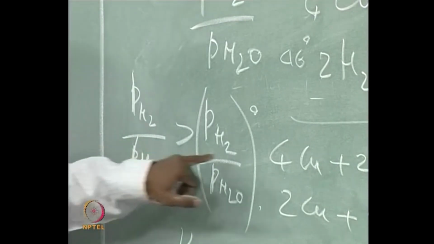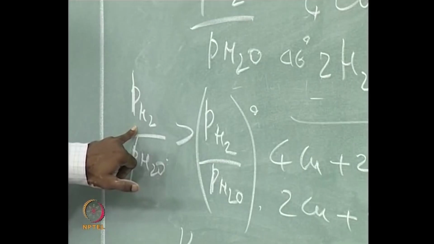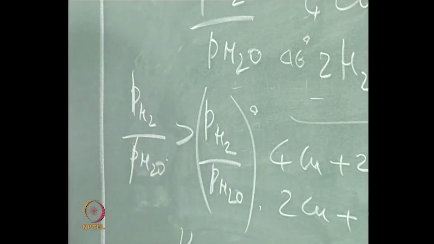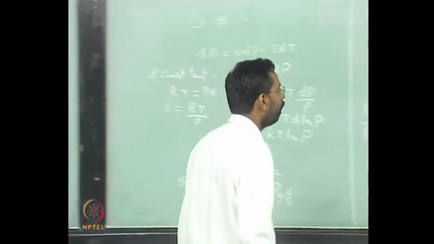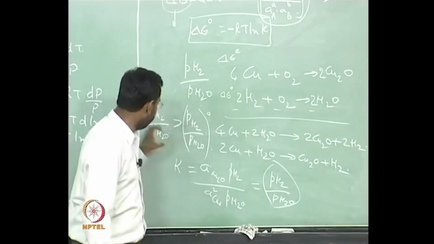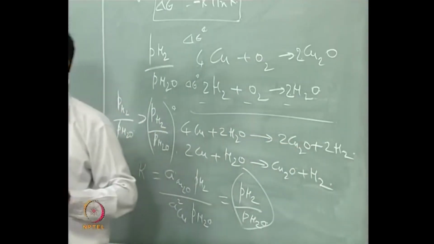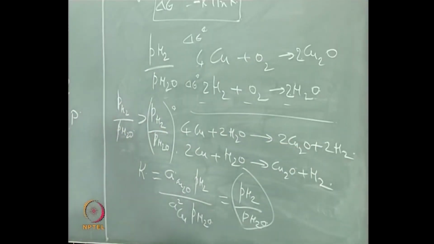If this is higher than this, then that means you have excess hydrogen inside the furnace than what is there for the standard reaction. If there is excess hydrogen, then that means what? The reaction will go in this direction. If this value is smaller than this, then the reaction will go in that direction. That means copper will get oxidized.